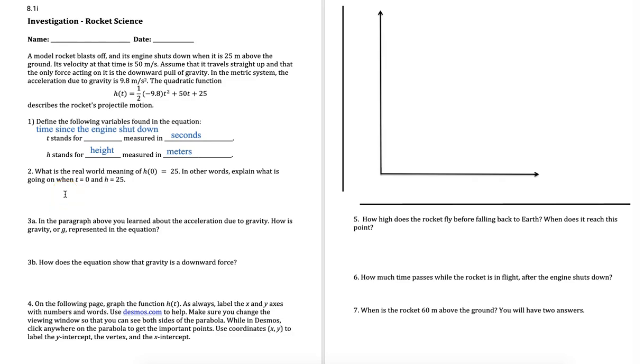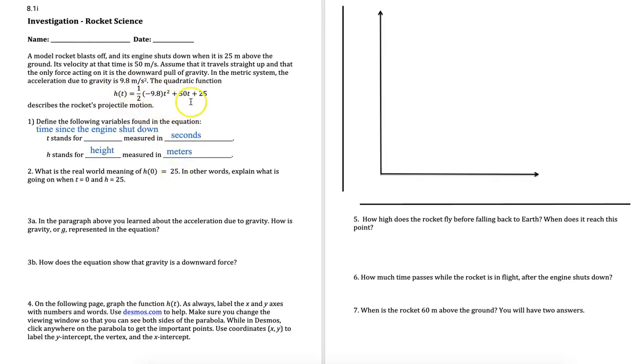Number 2, what is the real world meaning of h of 0 equals 25? In other words, explain what is going on when t equals 0 and h equals 25. So in function notation, what this means is that we need to plug the number 0 into the function named h. And when we do that, we'll get 25.